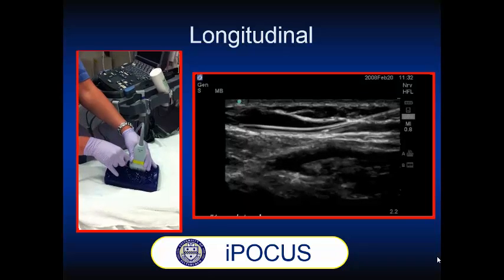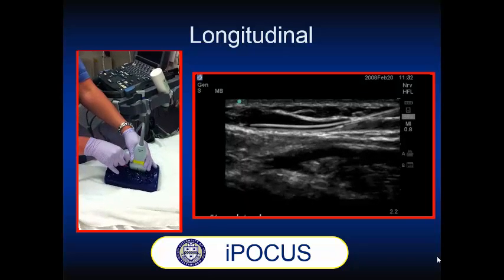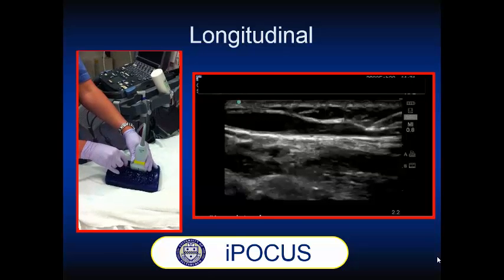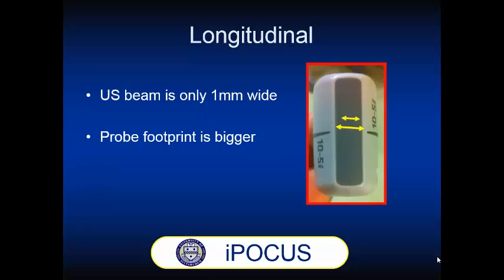You can see how this approach confers the advantage of visualizing the entire length of the catheter and therefore minimizes the risk of posterior wall penetration. The biggest challenge to this approach is the very narrow ultrasound beam under which the needle will have to be precisely placed in order to visualize it on the screen. Therefore, it is not uncommon for the footprint of the probe to overlie the needle.